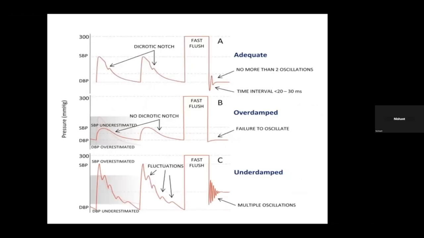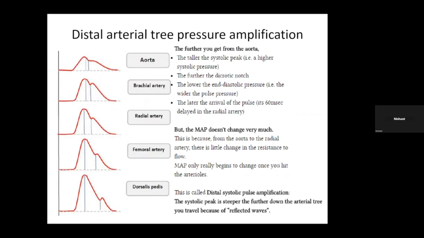Here we can see if the system is overdamped, the system will completely fail to oscillate following a flush test. And if the system is underdamped, we will see multiple oscillations following a flush test.